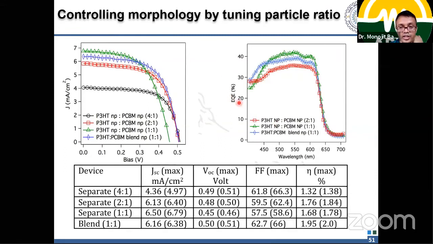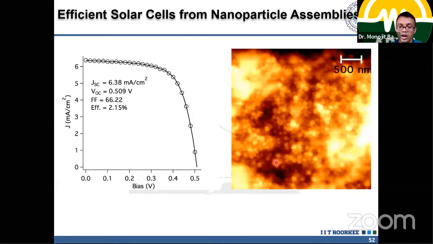So this is the EQE data. You can see it's almost 40%, still not up to the mark. I would expect somewhere like 60 to 80% external quantum efficiency, then you can have much higher efficiency here. What we have demonstrated is that separate nanoparticles with 2:1 actually show higher efficiency than 1:1 or 4:1. So you can control the number ratio to control the morphology as well. Here is an AFM image. You can see these are all small particles. There is some buffer layer to get higher and higher numbers.